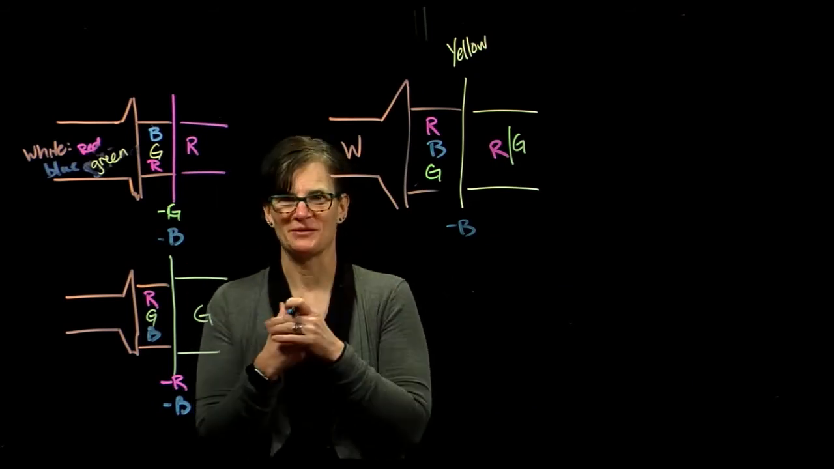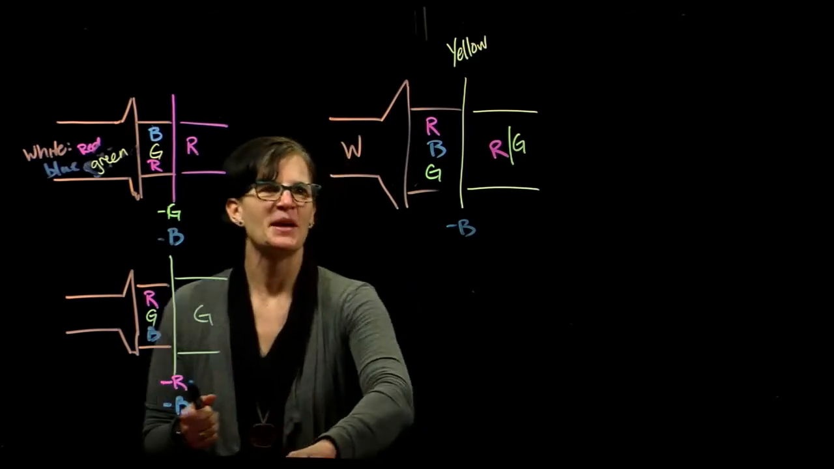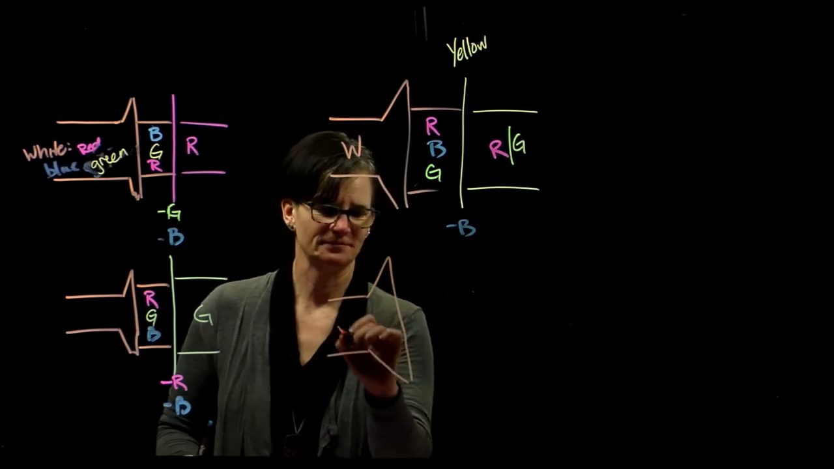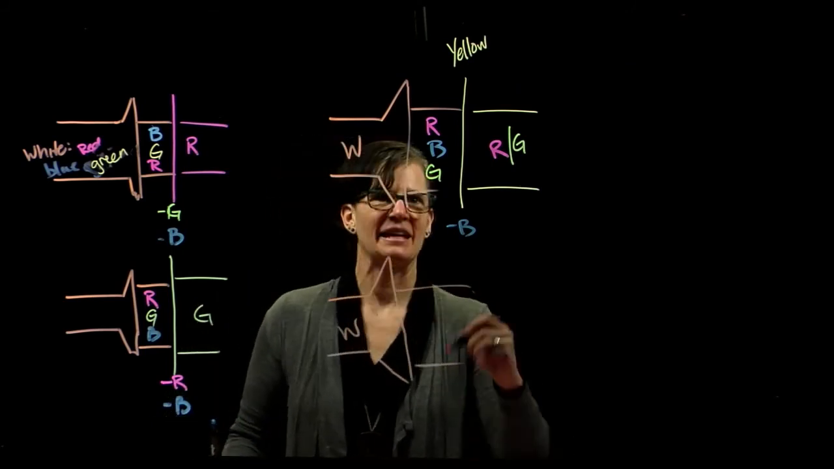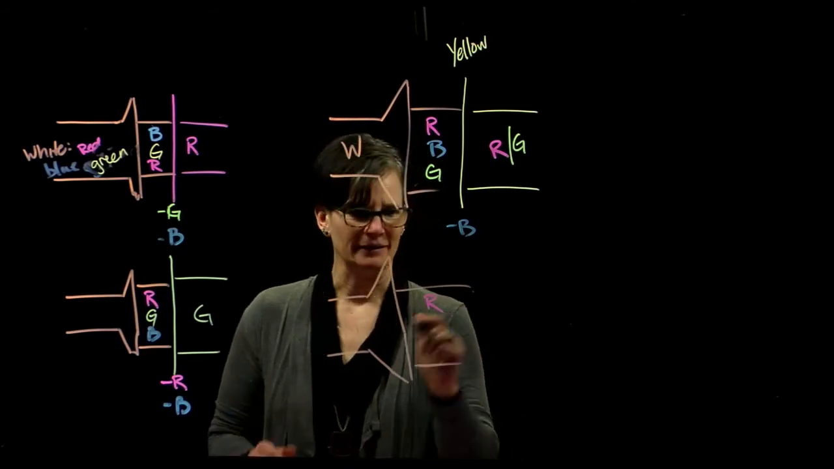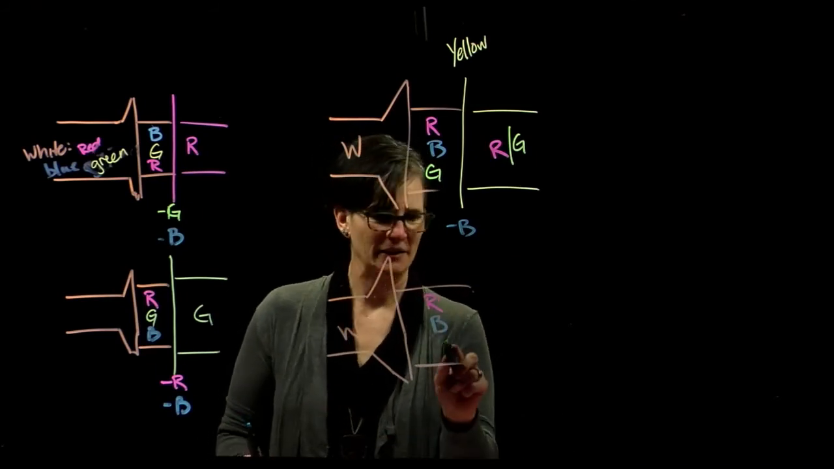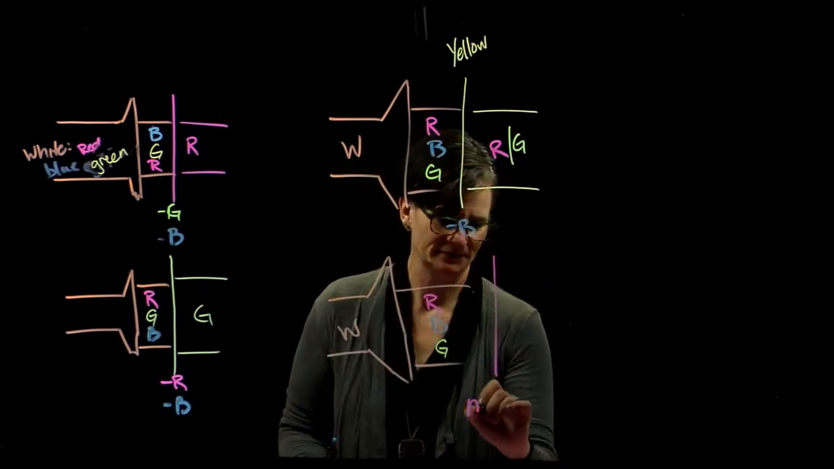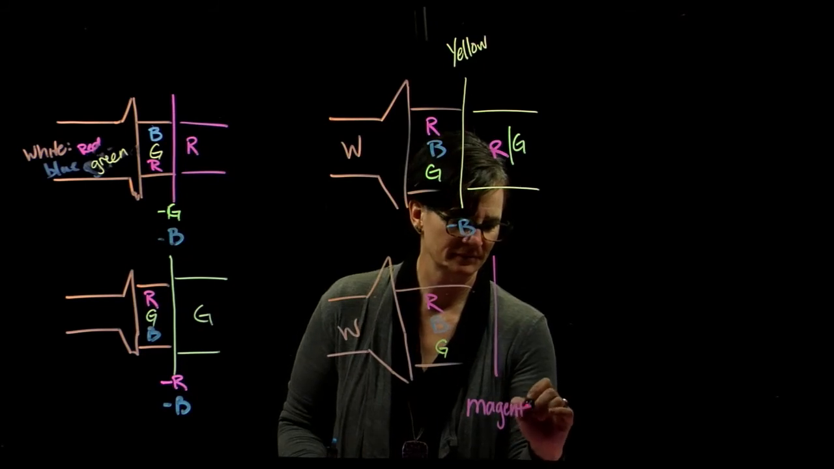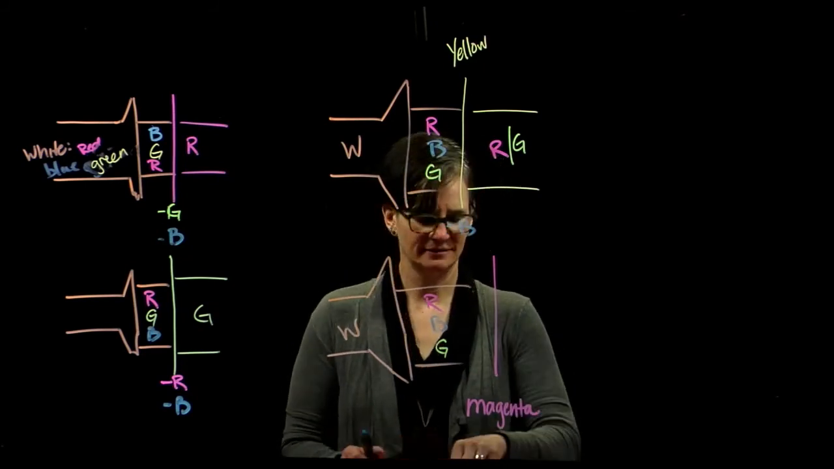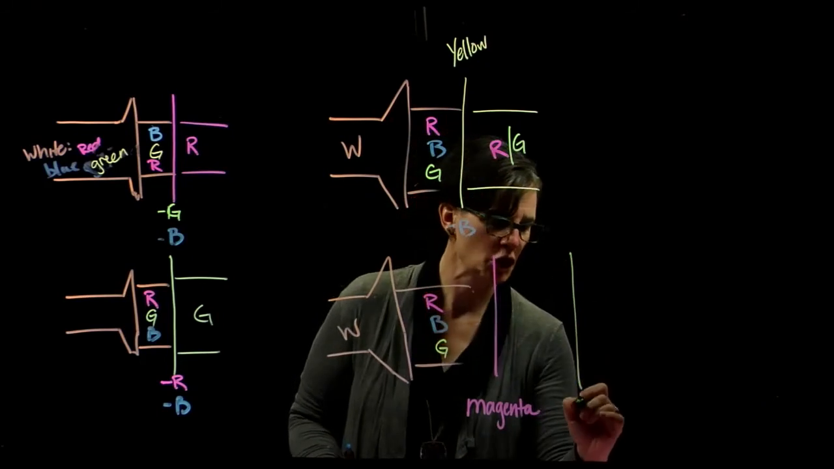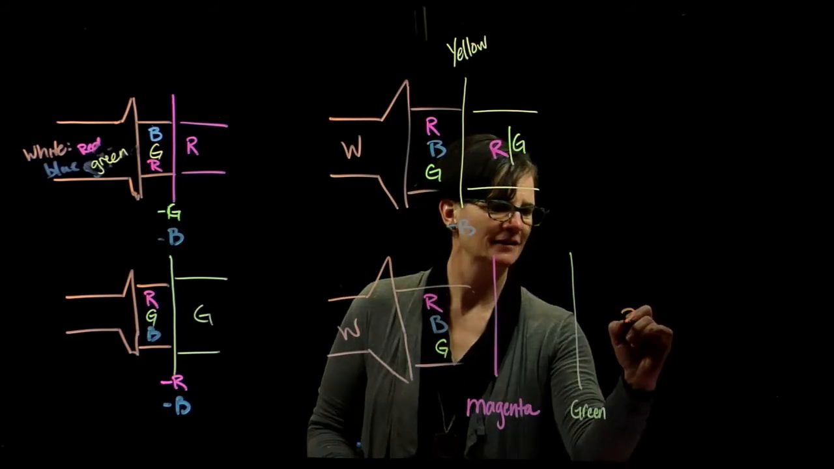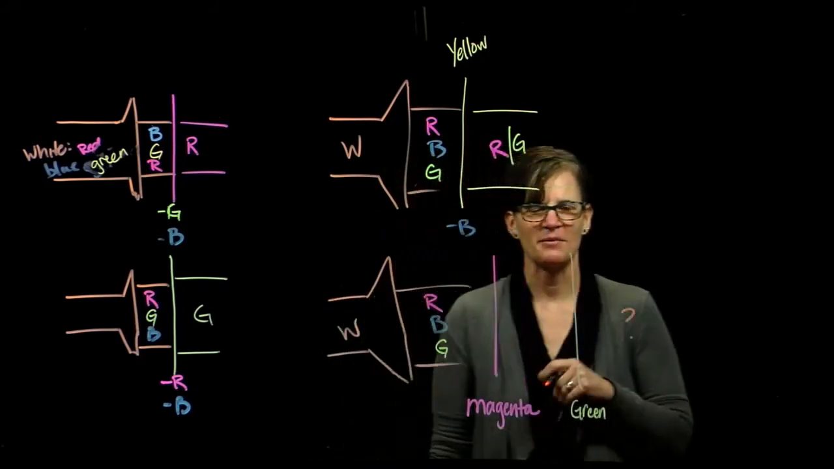Now, what if we put multiple filters together? This is where it gets kind of fun. So let's imagine that I have my white light. And again, that white light is our red, our blue, and our green. And I put a magenta filter in front of it, and then a green filter. So two filters in this case. What do I see over here through those two filters, one on top of the other?